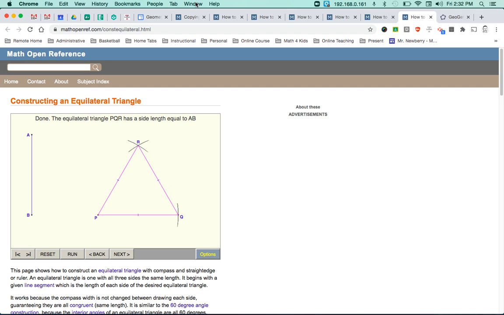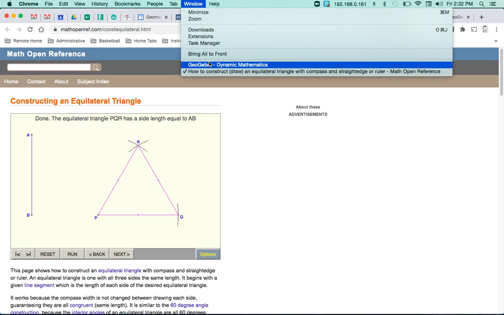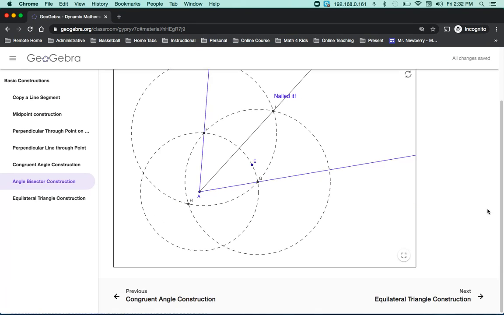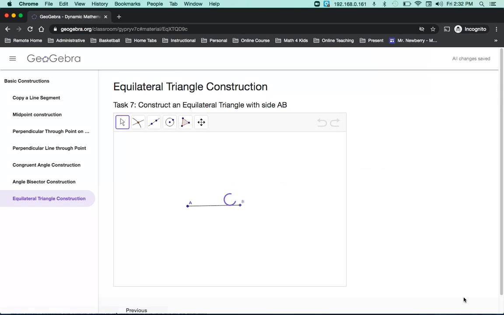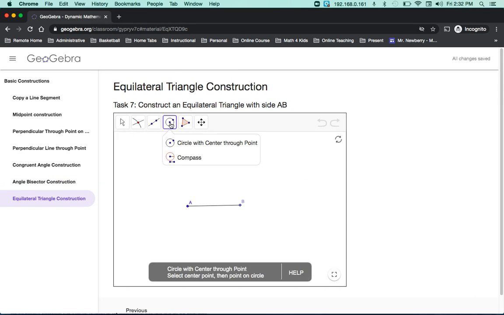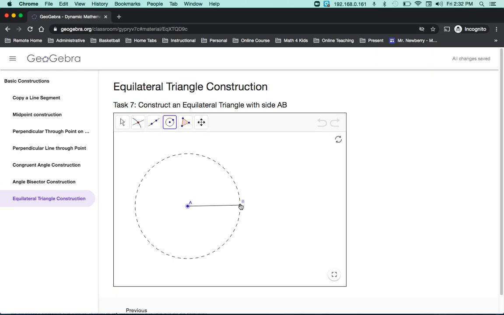In GeoGebra, I think it actually looks pretty cool when we do this. All right, so leave this, go to equilateral triangle. So we're given AB, right? Here's what we're going to do. We're going to make a circle that has the same radius, the distance from A to B. So there's one circle with A at the center. There's a second circle with B at the center, right?